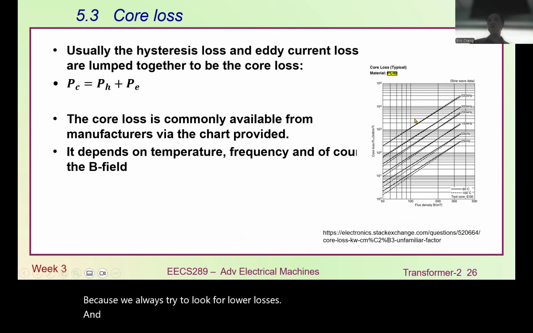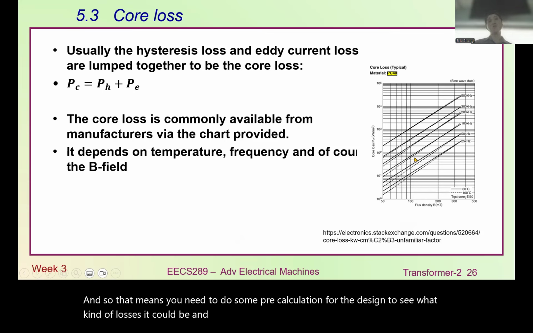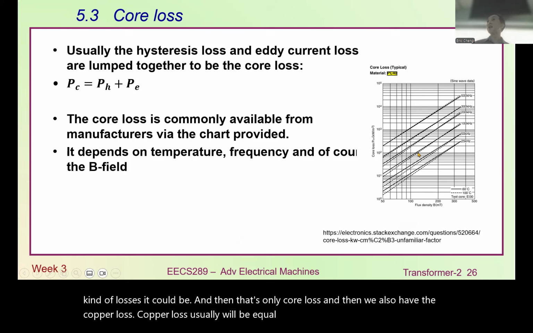So that means you need to do some pre-calculation for the design to see what kind of losses it could be. And then that's only core loss. And then we also have the copper loss. Copper loss usually will be equal to the I square R from the copper, right? But it's more than that.